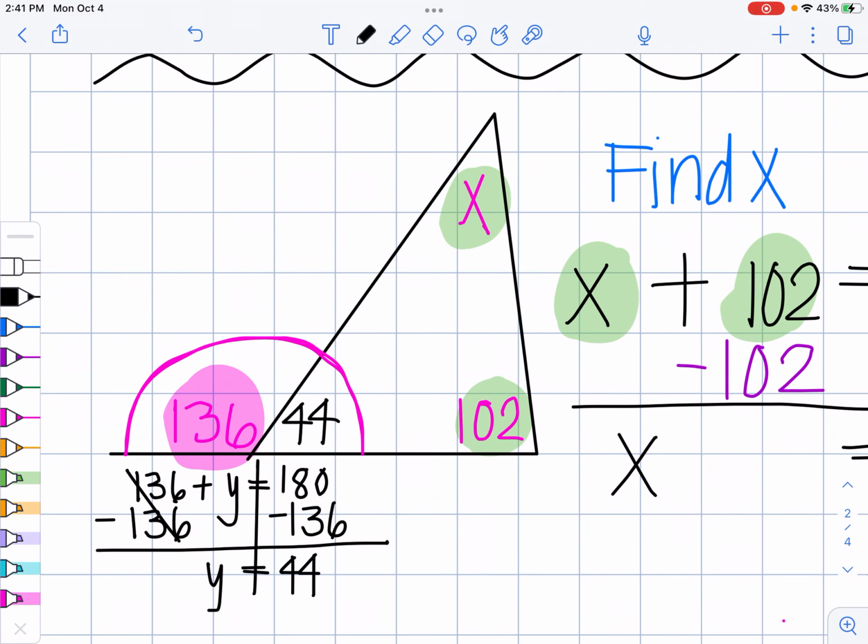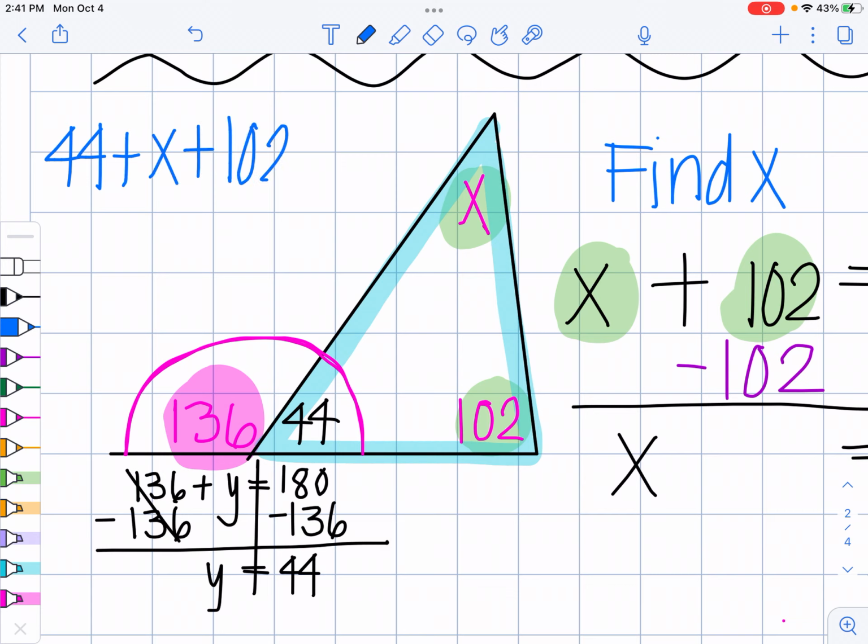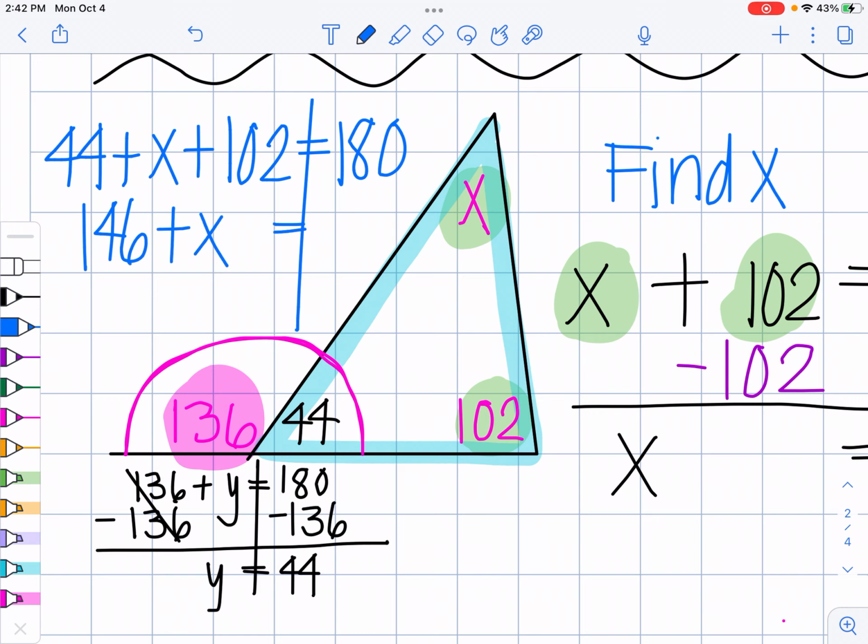Now I know that in my triangle, all my angles have to add up to 180. So I could say that 44 plus x plus 102 would add up to 180. I'm going to combine together my like terms, which would be 44 here and 102 here. So 44 plus 102 is going to give me 146, plus x is equal to 180.